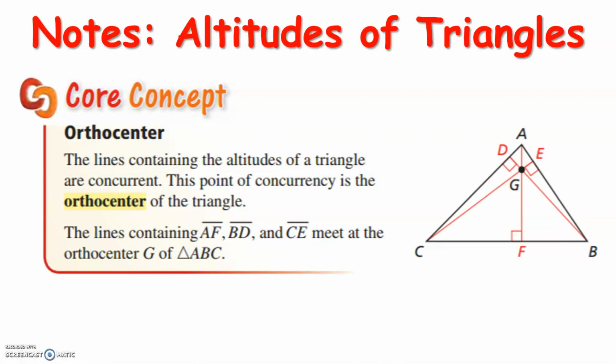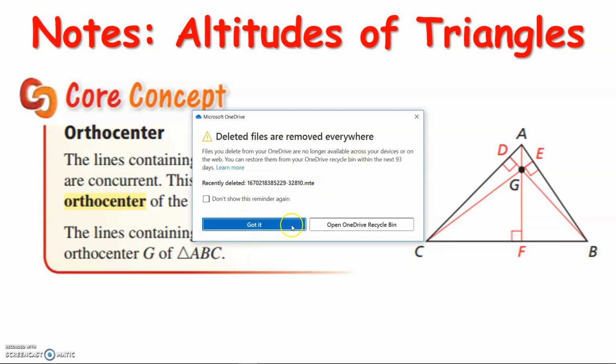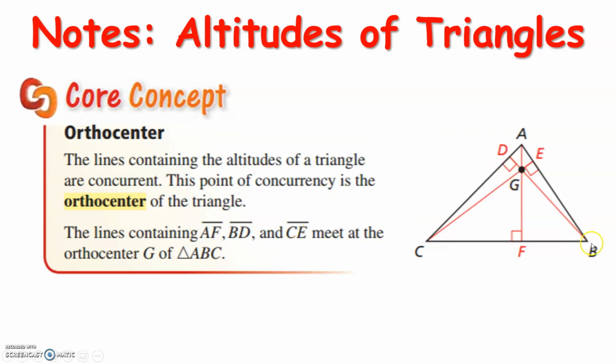Mathematically speaking, we get what's called an orthocenter if we look at all of the altitudes of a triangle. So if we draw the lines perpendicular from each vertex to the opposite side, all of those lines meet at what is called the orthocenter.